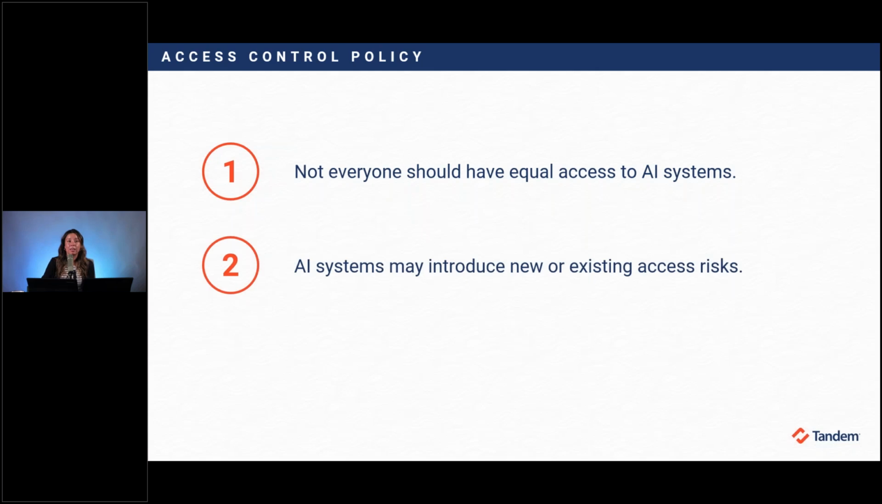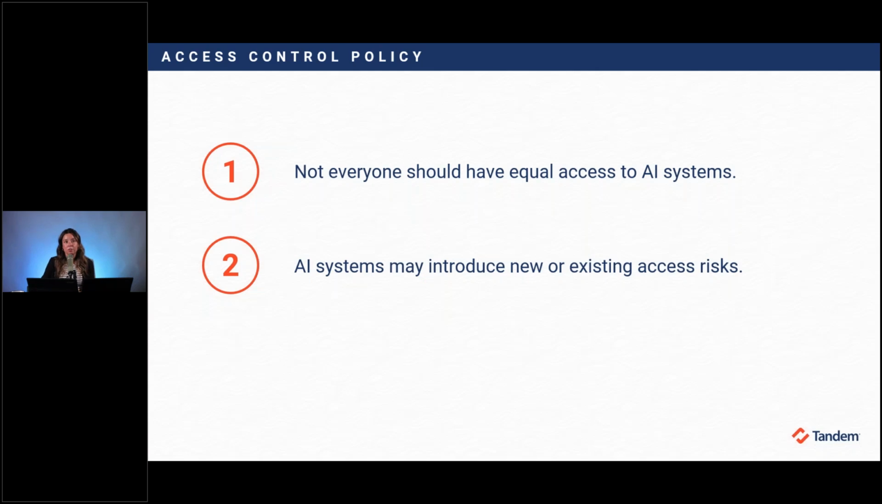Then AI systems may introduce new or existing access risks. Now, here's an important consideration. Tools like Microsoft Copilot inherit user permissions from Microsoft 365. So if a user already has broad or privileged access in Microsoft 365, Copilot will operate under those same permissions, potentially giving the user broader access than intended. That's an existing access risk. It's critical to review and adjust your user rights before deploying tools like these.